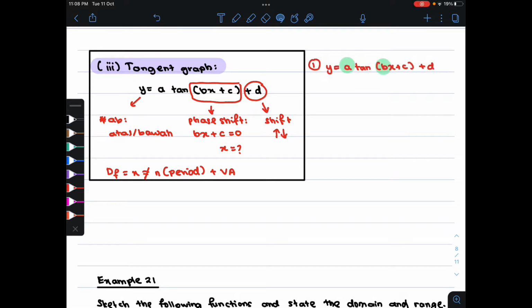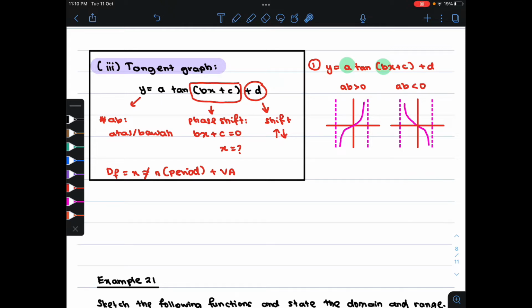So the first step is to write the tangent function in this form, and then look at the value of a times b. If it is positive, the graph will look like this. So this will be your origin, and then the graph will look like stairs going up, and then here will be the vertical asymptotes. But if ab is negative, the graph will look like a staircase going downward. So this will be the origin, and this will be the vertical asymptote.